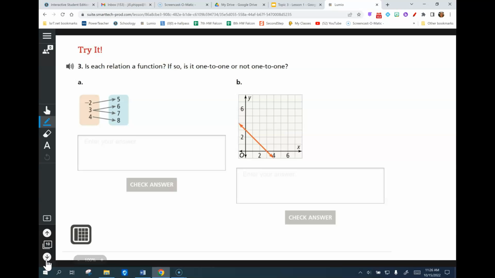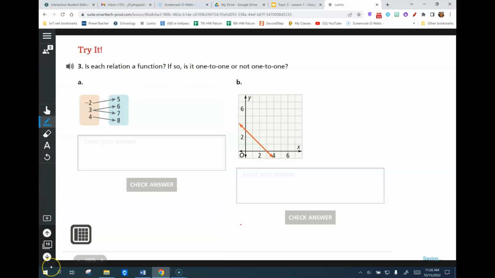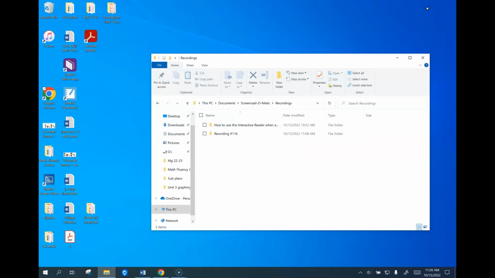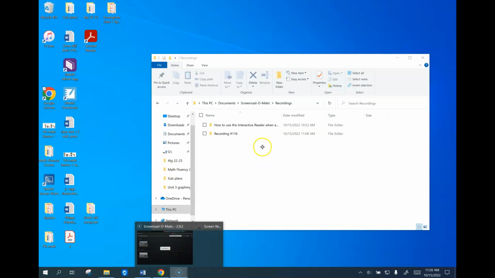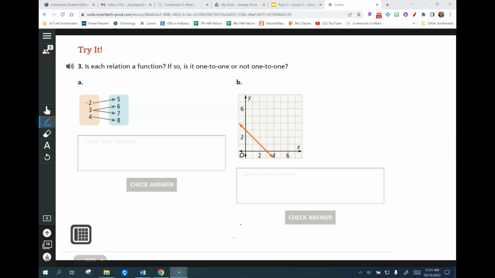Okay, now you get to try it in your book. Is this a function? Is it a relation? Is each relation a function? If so, is it a 1 to 1 or not 1 to 1? Okay, so on this one, we have -2 and 5, 3 and 6, 3 and 7, 4 and 8. Is this a function? No. So this is not a function. It can't be 1 to 1.